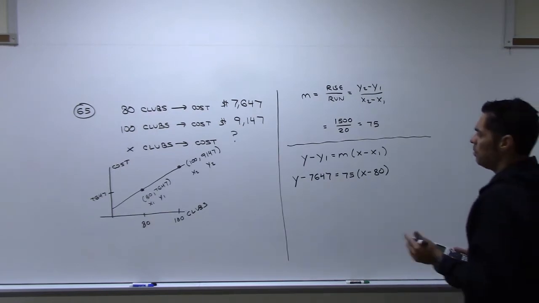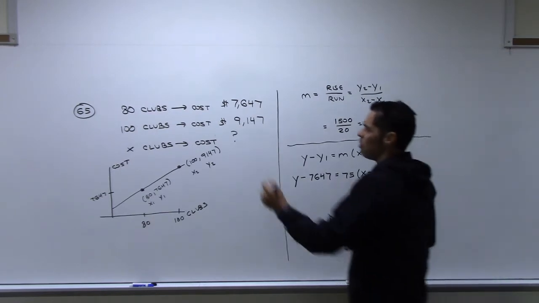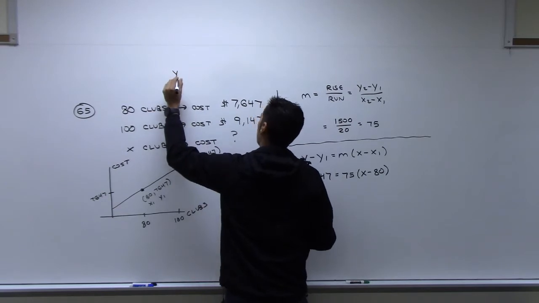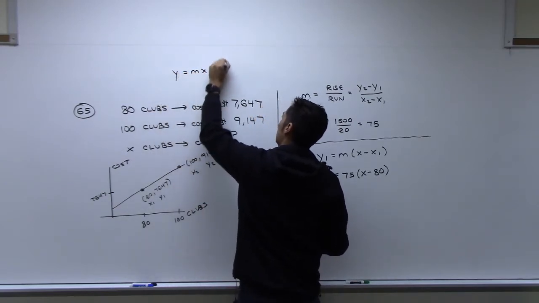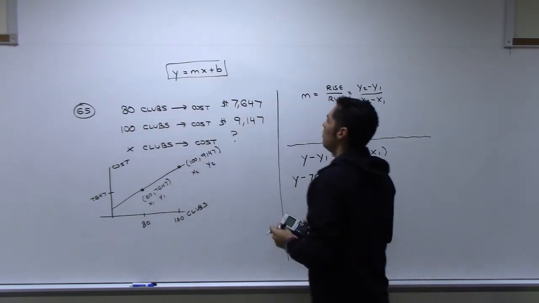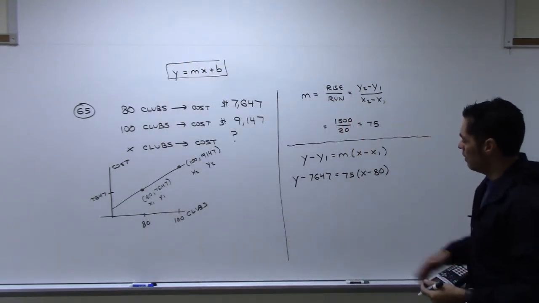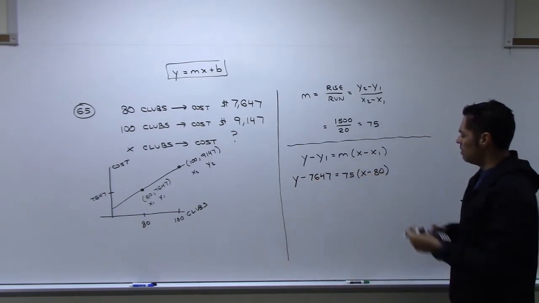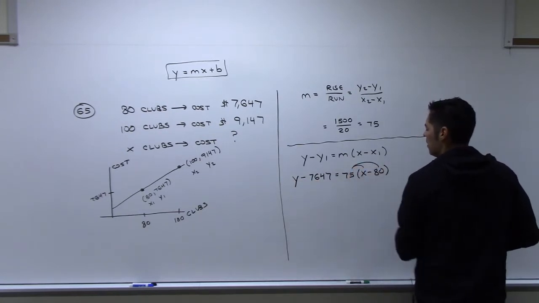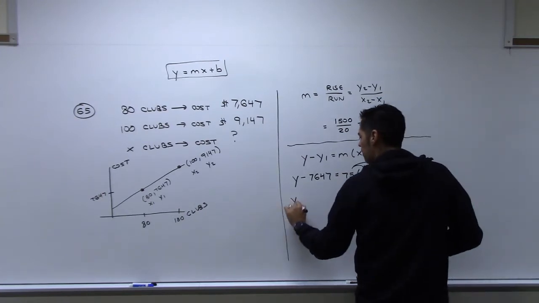However, let's put this equation in slope-intercept form, which is y equals mx plus b. So let's get it to look like this. To do that, what we're going to do is solve for y. We're going to get y by itself. So I have to move this to the other side, but I also need to distribute this 75 through. So I'll do the 75 first.